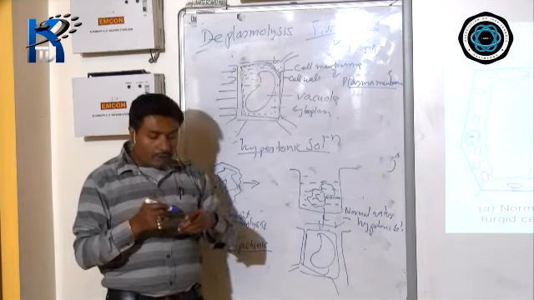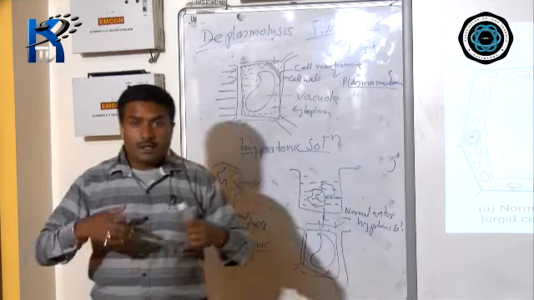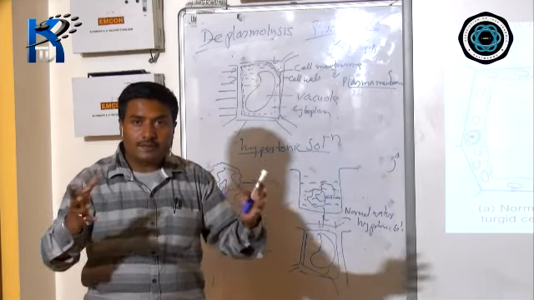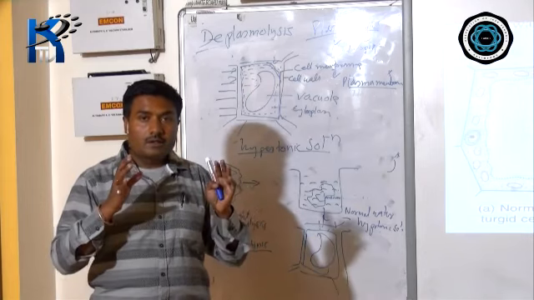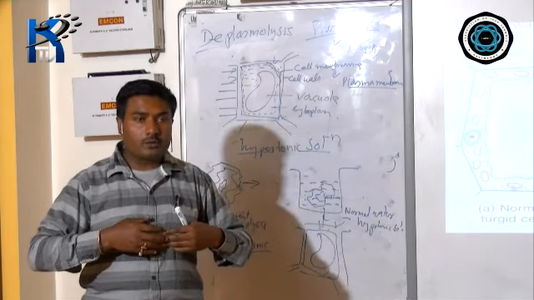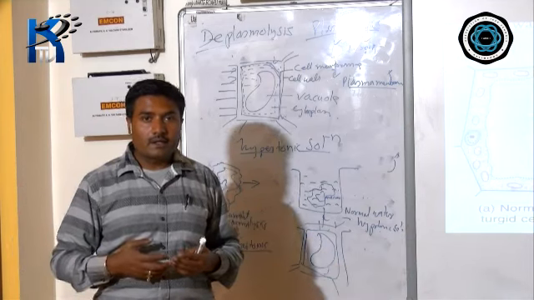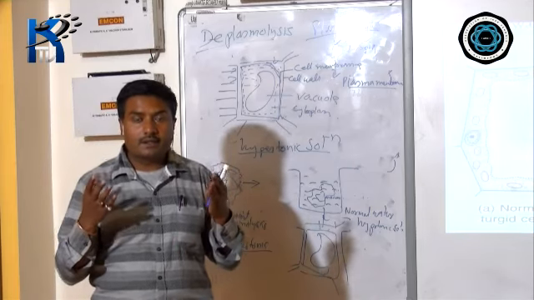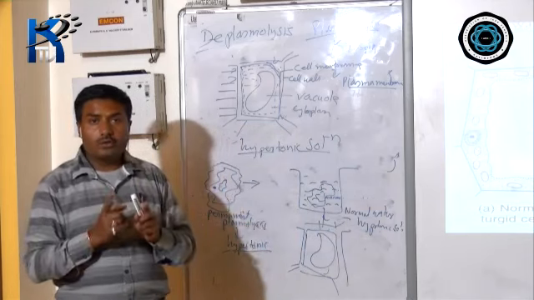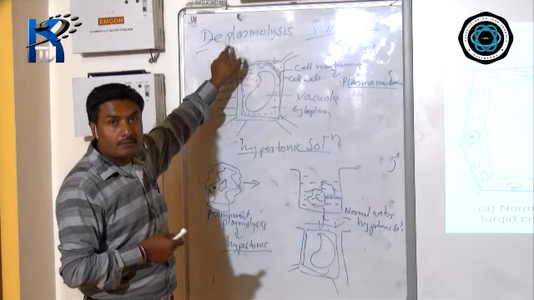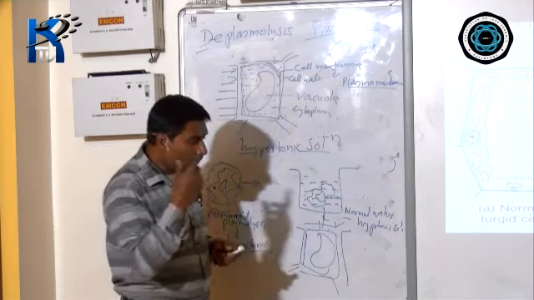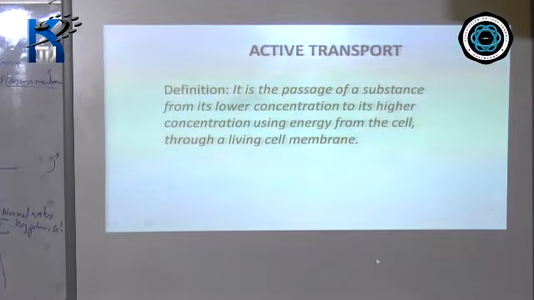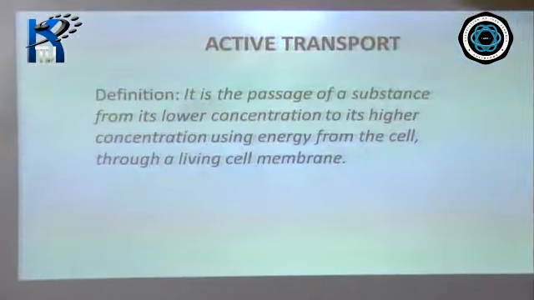Deplasmolysis. One practical application is this: suppose, for example, in scorching heat, the crops you have grown, all the plants have wilted. But in the evening, when you irrigate the field, when you water them, the plants come back to their original shape and size. They regain their turgidity. What term do you use? You use the term deplasmolysis.